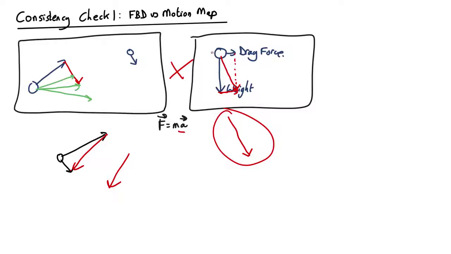In this case, probably the drag force should be pointing in that direction, in which case the vector sum of the forces would be that direction, which can line up with this, so that would make more sense. But it could be there's something wrong with your motion map. What this just tells you is it raises a red flag and says, check, something is wrong.